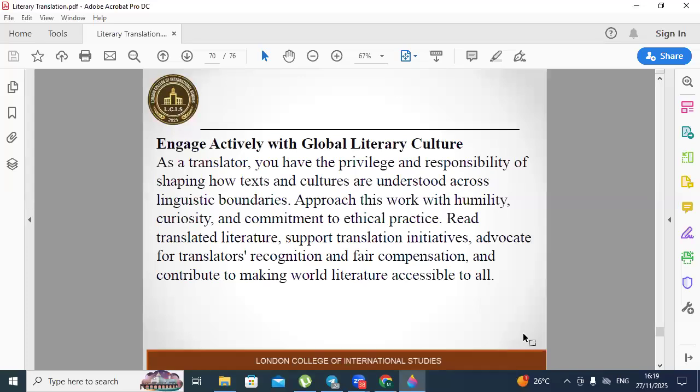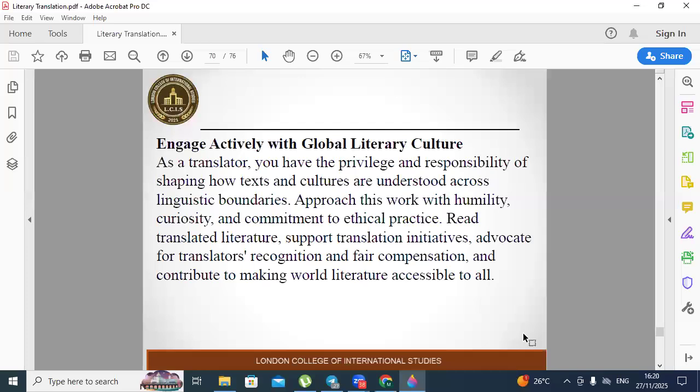Now, let's go to engaging actively with global literary culture. As a translator, you have the privilege and the responsibility of shaping how texts and cultures are understood across linguistic boundaries. Approach this work with humility, curiosity, and a commitment to ethical practice. Read translated literature.